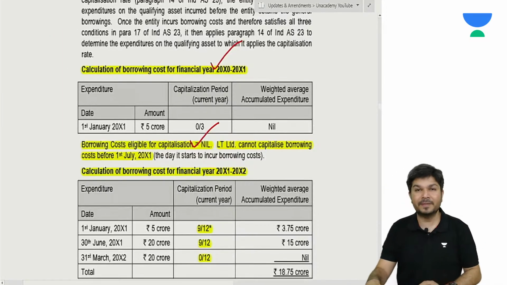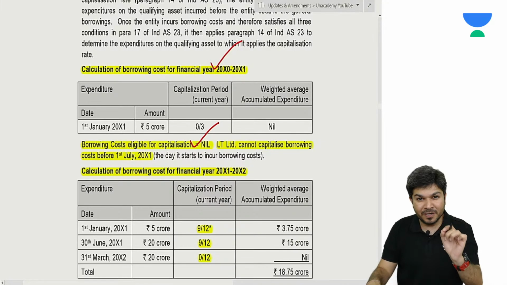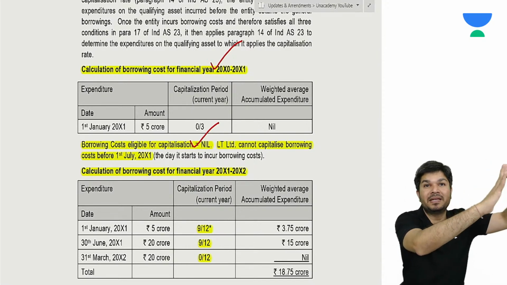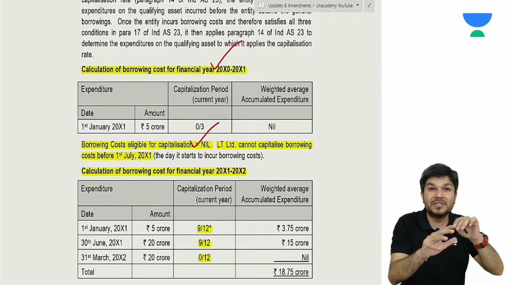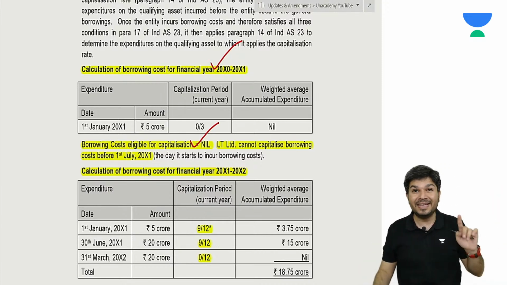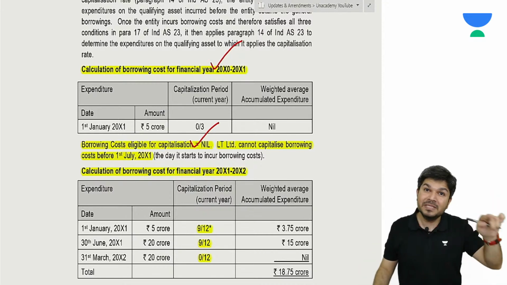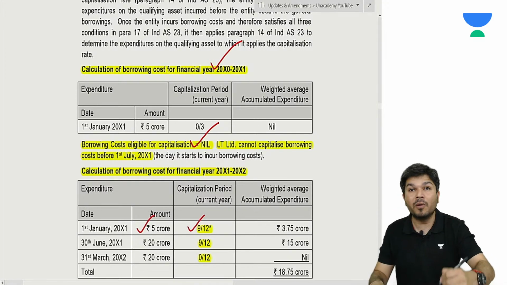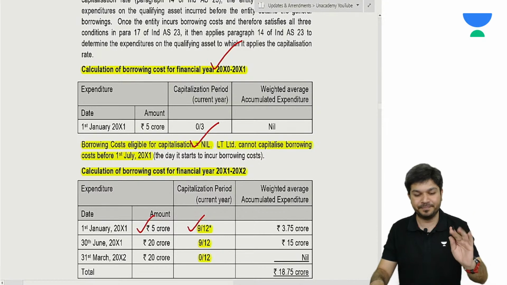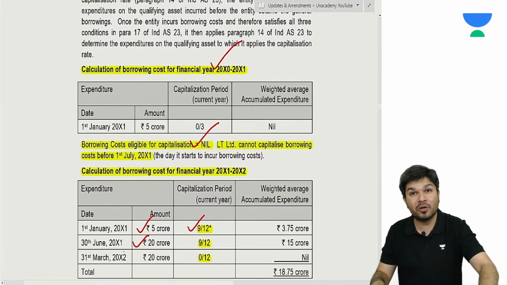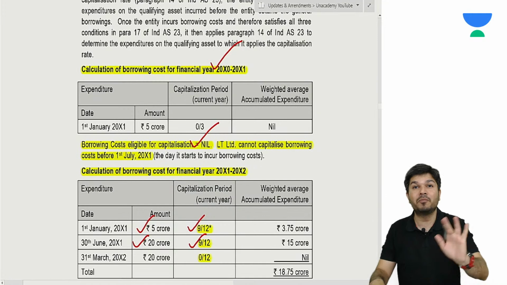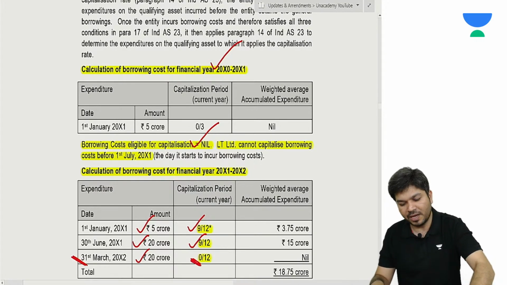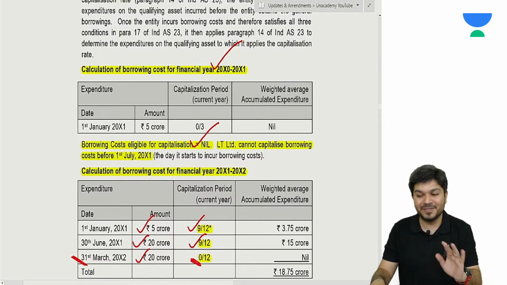So over here, whenever you have a general borrowing, and the building is already under construction, whatever is already spent, the day when borrowing comes, it's treated out of that only. The day when borrowing comes, from then it is treated out of that. So this 5 crore is there for 9 months. From July onwards, it's out of borrowed fund. This 20 crore which you spent on 30th June, from July onwards, it's out of borrowed fund. And this one you spent in March, so that's why 0 came here. Did you understand?